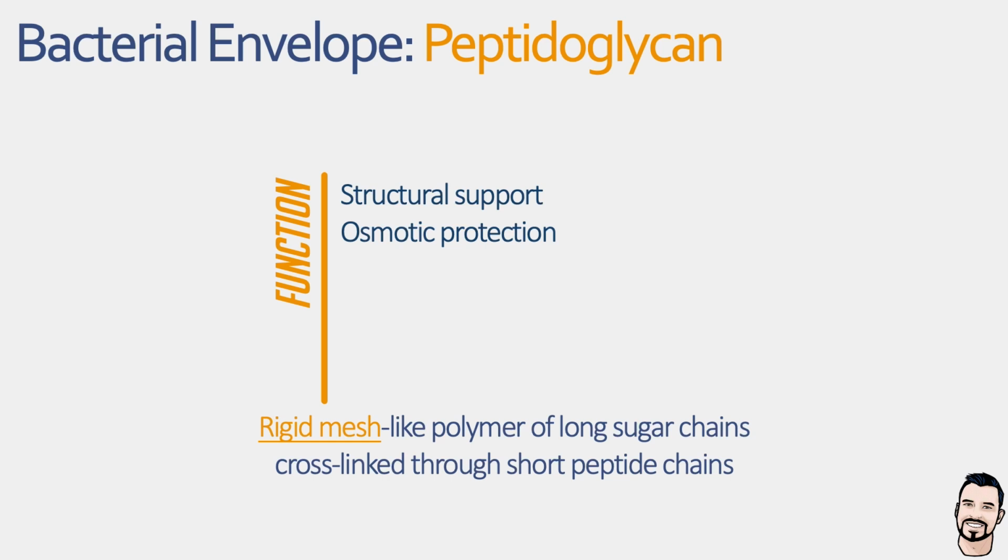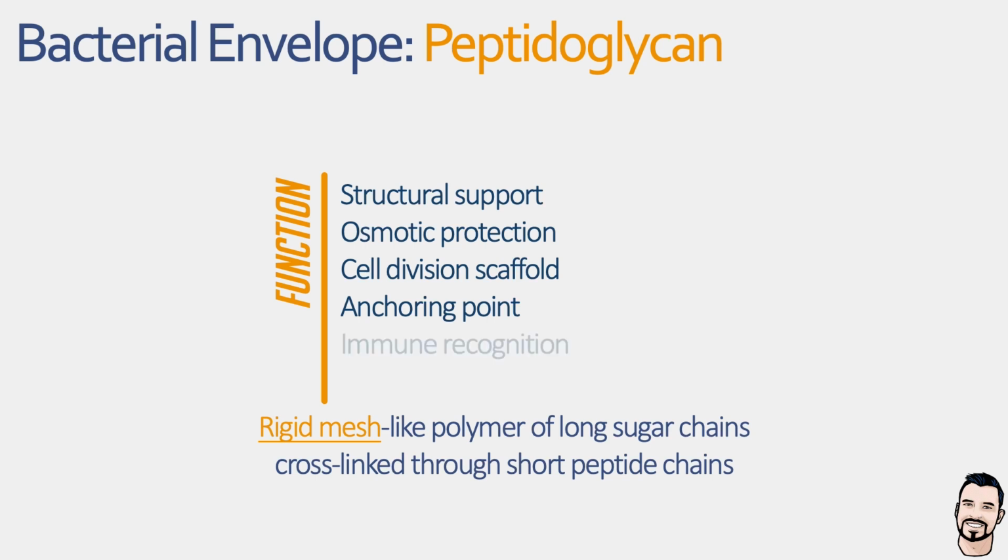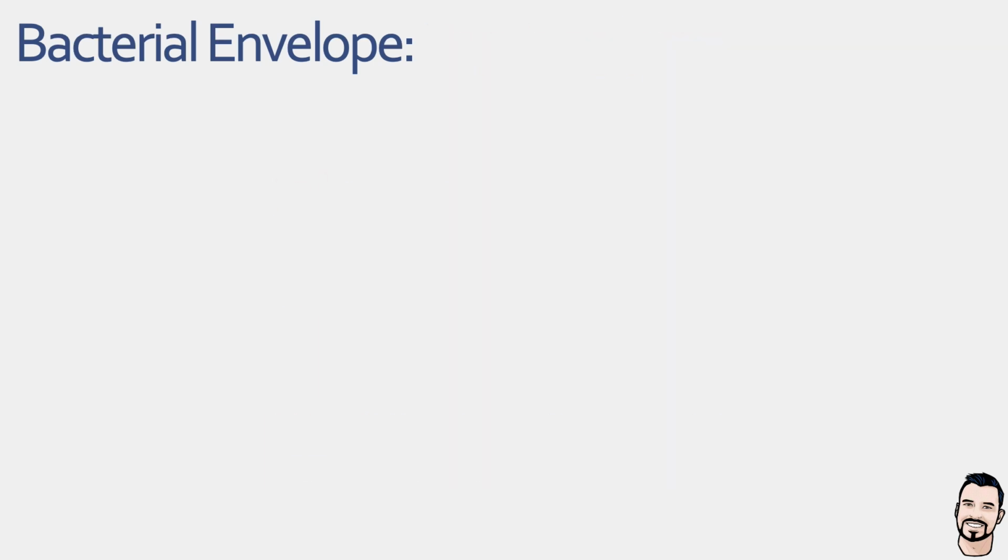In addition to this, it plays a key role during cell division, acting as a scaffold for the construction of the new cell wall. It also serves as an anchor point for various proteins, ensuring they remain in place where they are needed. And finally, perhaps less of a function and more of a consequence, it can play an important role in how our immune system detects bacteria, and that is because fragments of peptidoglycan can be shed during growth and division, which then triggers inflammatory responses and allows our body to respond quickly to their presence.